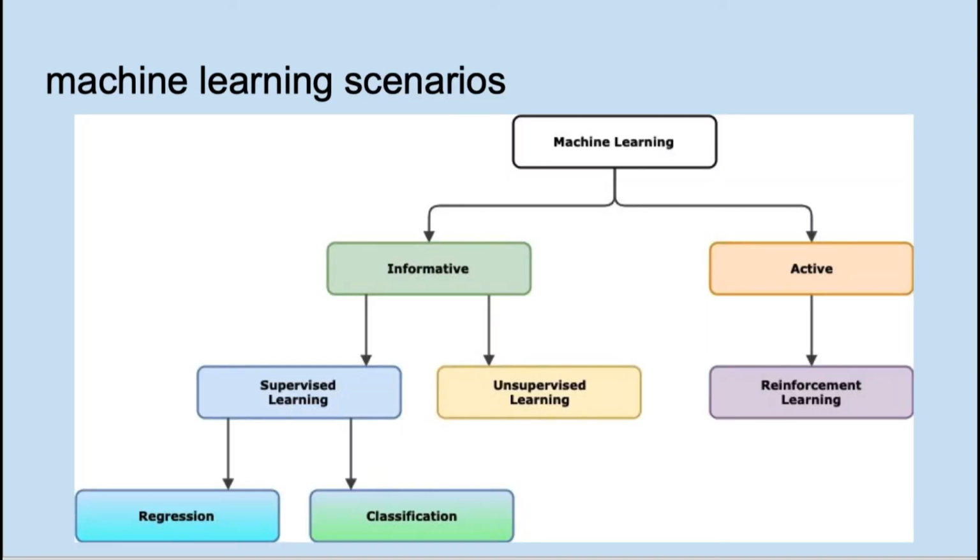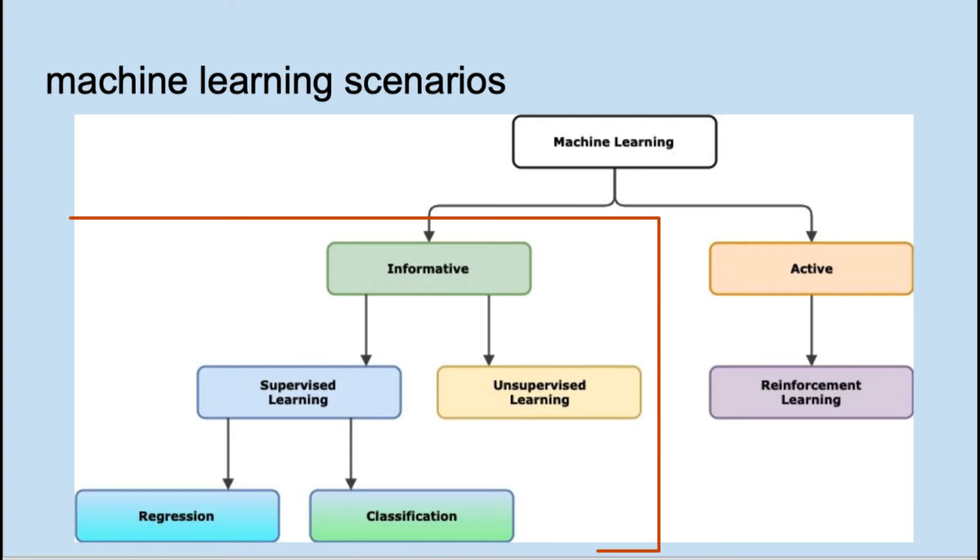We can divide the field of machine learning into categories. Not every algorithm will fit neatly into our categories, but it's a good framework. What I'm calling active learning involves fields like reinforcement learning. Most of machine learning falls on the left branch here, what I'm calling informative learning, learning about the data.